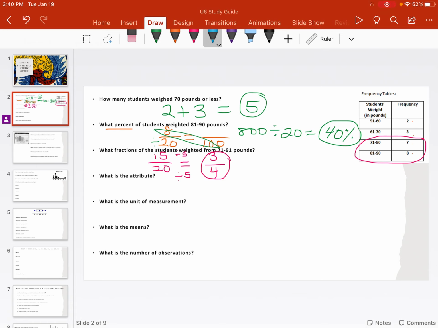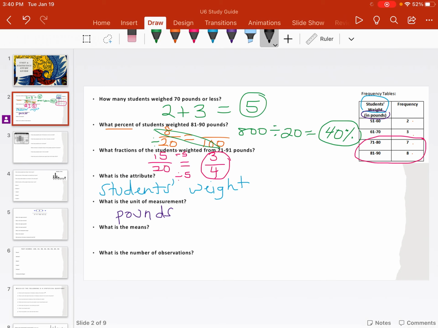What is the attribute? Remember, the attribute is what this whole graph or chart is about. This is about students' weight. So that is our attribute, students' weight. What's the unit of measurement? Right here, it's measured in pounds. So pounds is our unit.